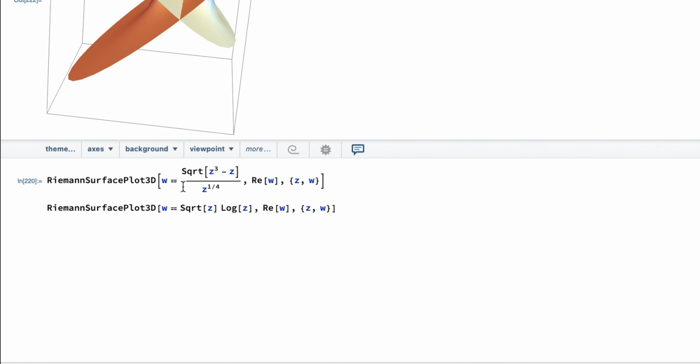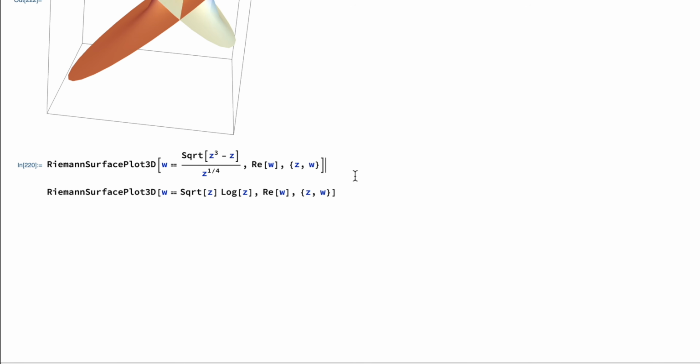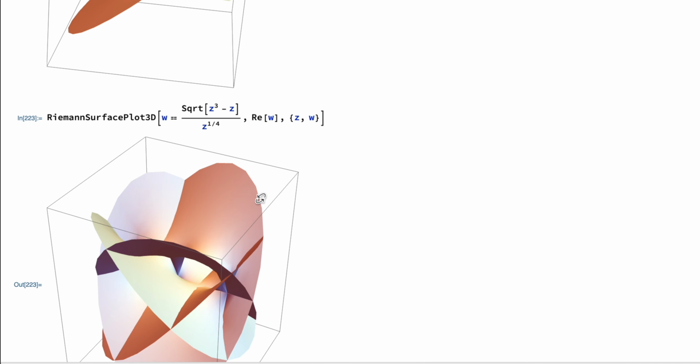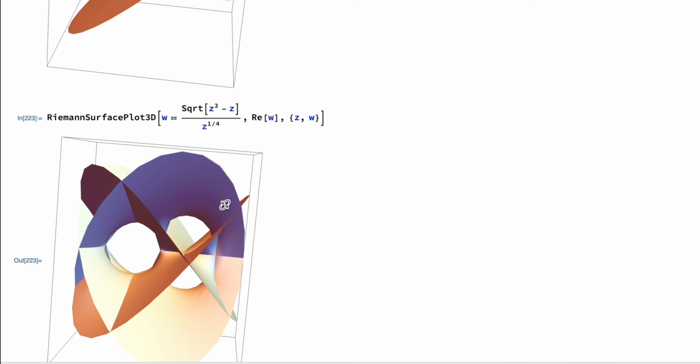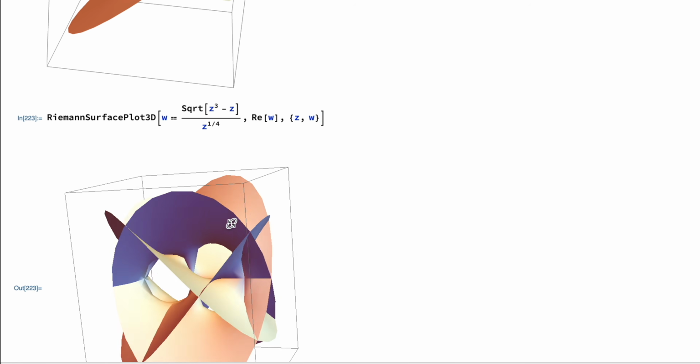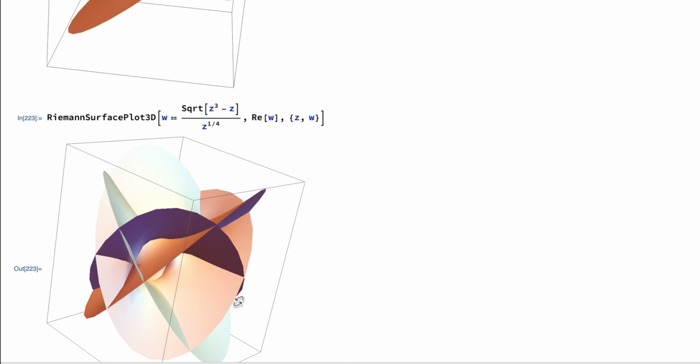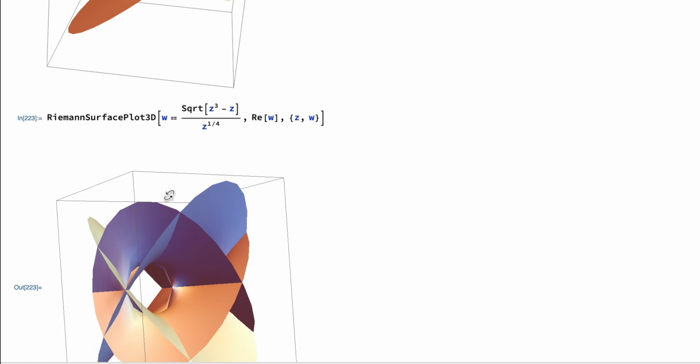Now here's a bit more complicated of an example. So we have the square root of z cubed minus z over z to the 4th, or z to the 1/4. So this should have like 4 sheets, and it should be glued together in a pretty complicated way. And as you'll see, that's what we get. We have these 4 sheets that are glued together along multiple branch cuts in really a complicated setup.